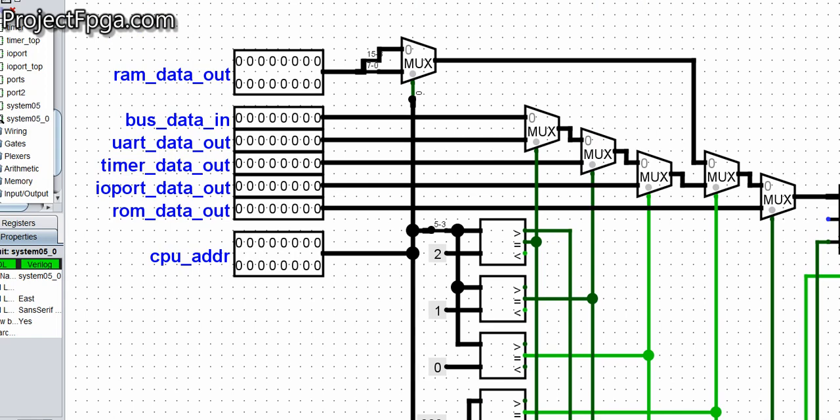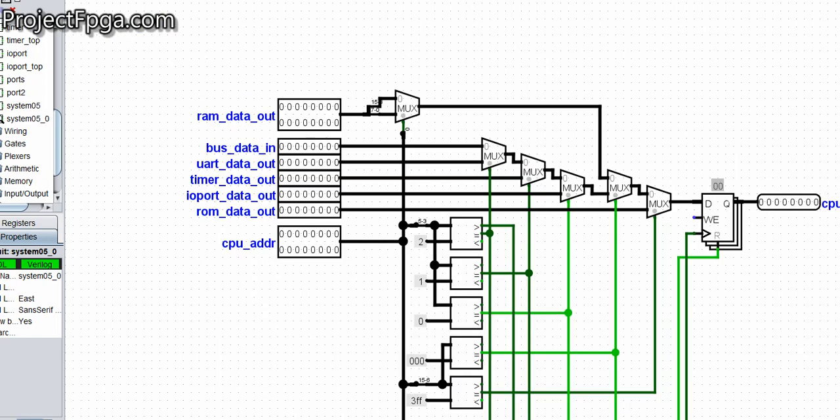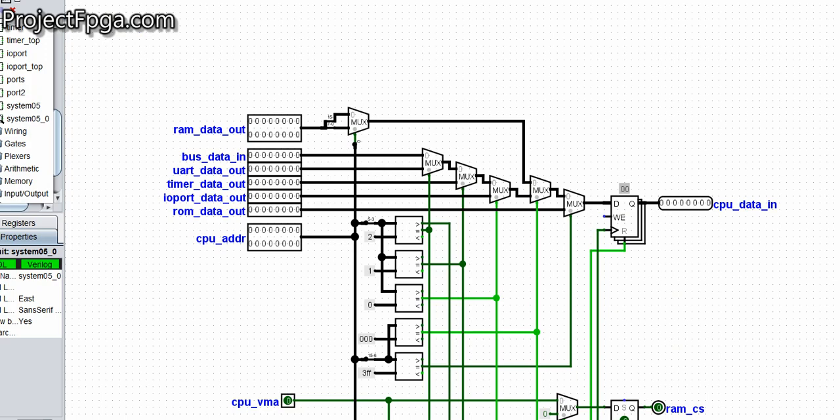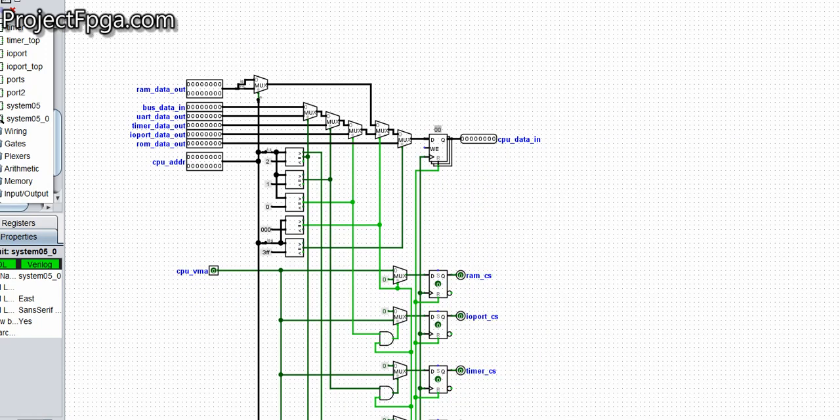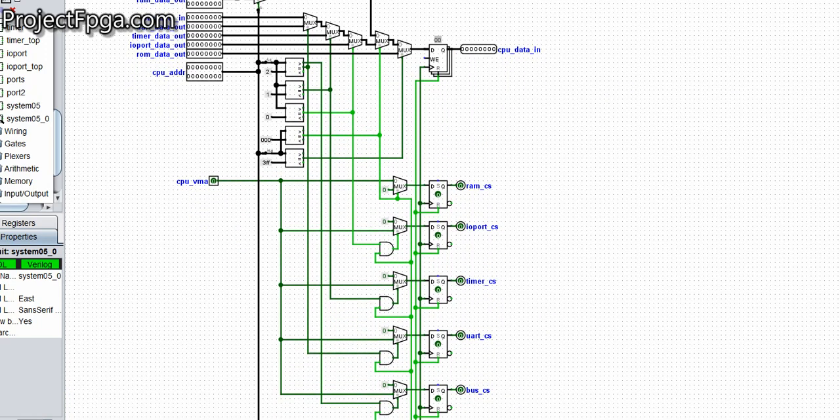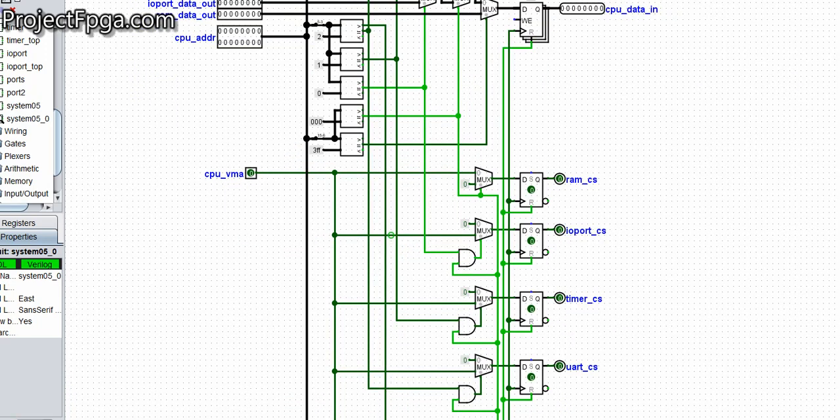Okay, so let me zoom out. Then first of all, the first thing that happens is here. Let's watch this. This particular comparator checks if the CPU address between 15 and 6, 15 to 6 is equal to 0.